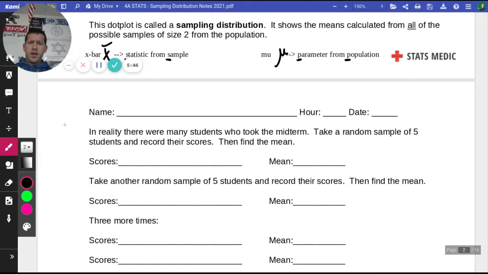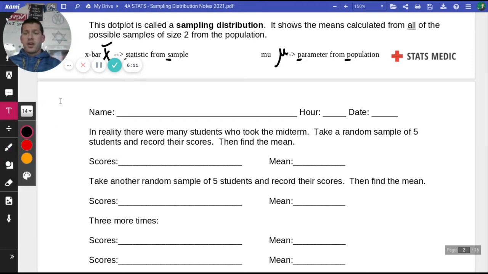So continuing on, in reality, there weren't just 4 kids who took the midterm, there were dozens and hundreds of them. Right, that midterm that we take every semester. So what we could do instead of figuring out the mean for everyone is to take a random sample of 5 students and record their scores and find that mean.